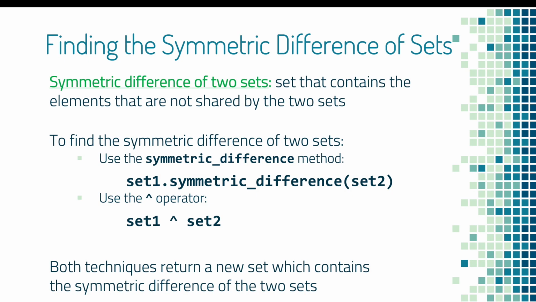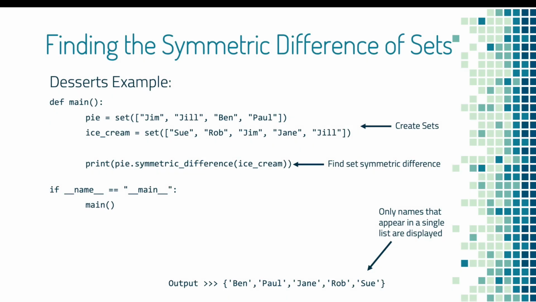Okay. So then there's also a symmetric difference. That's the one that gives the set that contains the elements that are not shared by the two sets. So that's the same thing as difference, but it's difference on both sides. So now I get both. It's the same as doing pie dot difference ice cream and ice cream dot difference pie. If I did pie dot difference ice cream, it would give me Ben and Paul, which you see down here in the output, Ben and Paul. And then if I did ice cream dot difference pie, you would see Sue, Rob, and Jane, which you see down here again as well, and they're all together. So it's basically the difference between the two sets, the parts that are different on both ends.